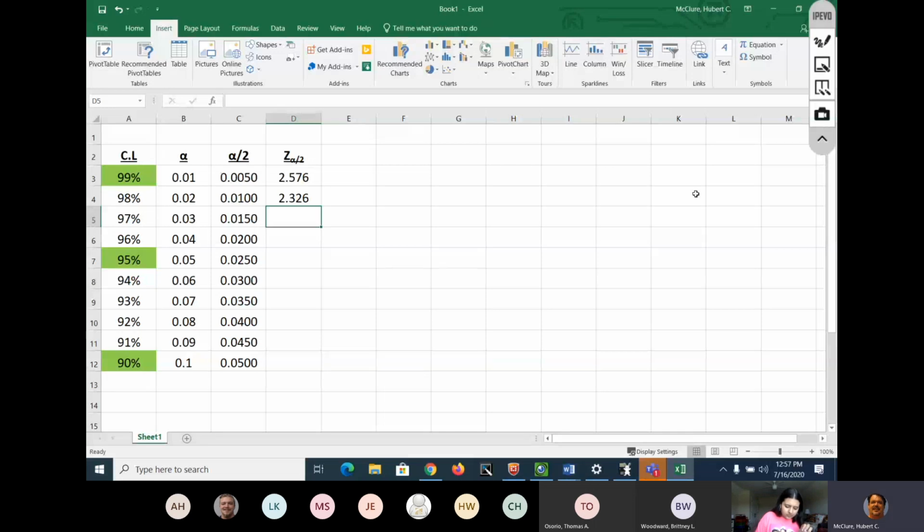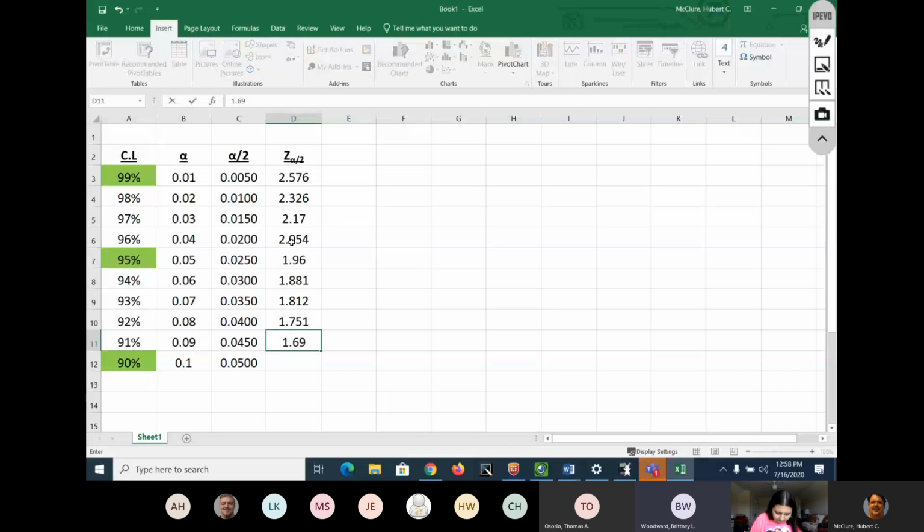Okay, can some of y'all give me 0.0150? I got 2.170. Okay. Y'all verify these. Give me 0.0200. 2.054. And the next one. 1.960. And the next one. 1.881. And the next one. 1.812. And the next one. 1.751. Next one. 1.695. And the last one.